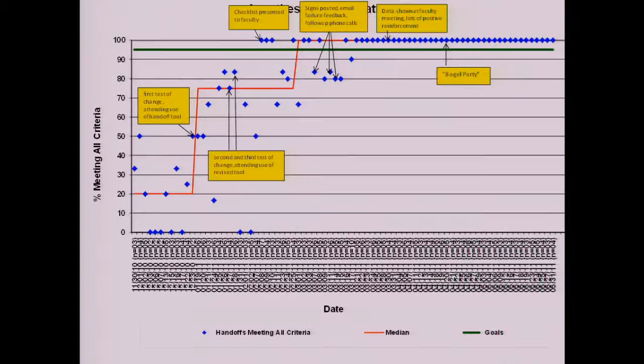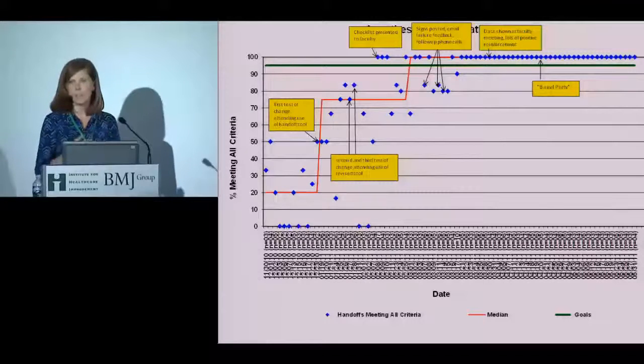And so as you see from our run chart, this is over a 6-month period of time. We started out a little rocky. We had quite a bit of work to do. But by about 4 months into the process, we achieved 100% of our handoffs meeting the criteria that we laid forth. And we were able to maintain that through the rest of the 6-month period of time.